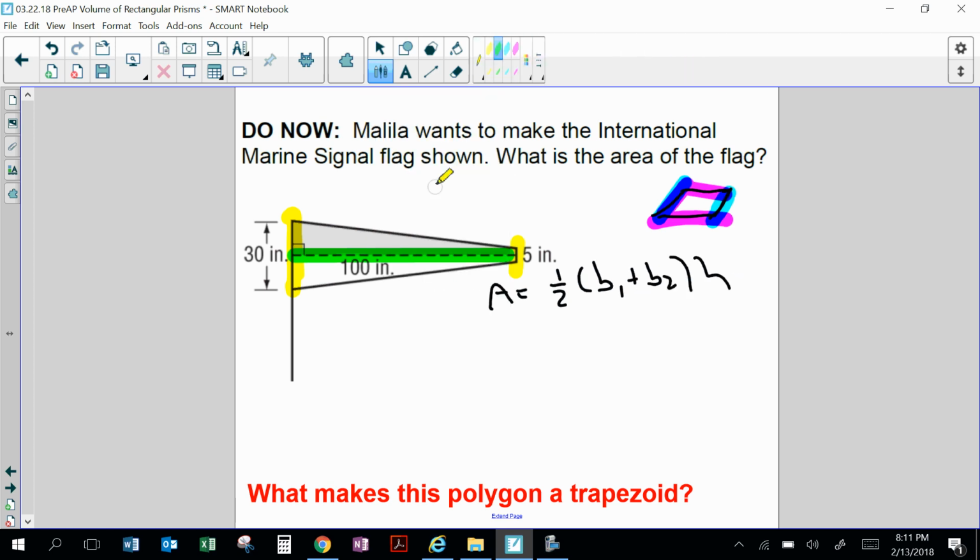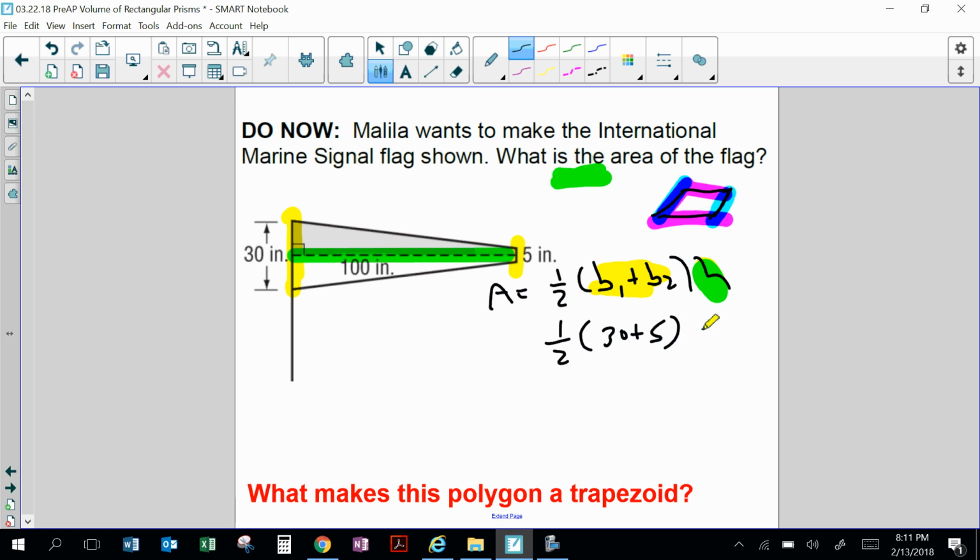So let me highlight this. These are the bases, and this is the height. So let's do the mathematics. 1/2, the 2 bases are 30 and 5, 30 plus 5, and the height is 100. What is 30 plus 5? 35, and the height is 100. So many ways you can do this. You can do half of 35 times 100, but you know what? I want to use number sense. What's half of 100? 50. So 50 times 35.